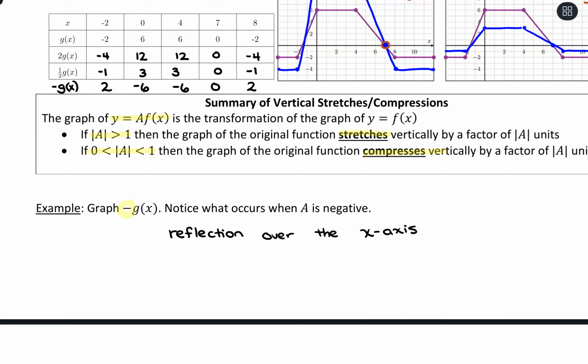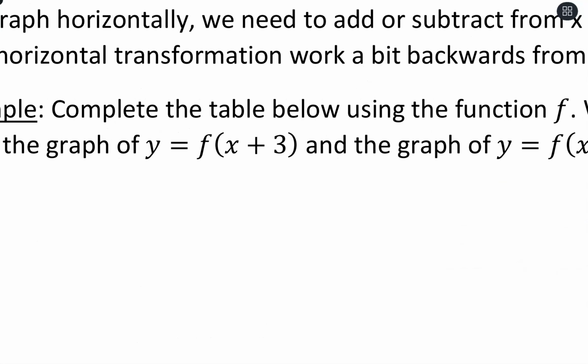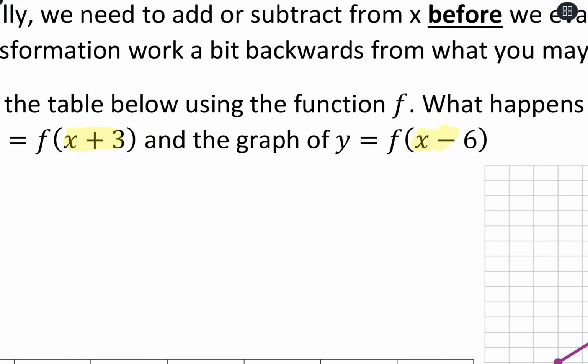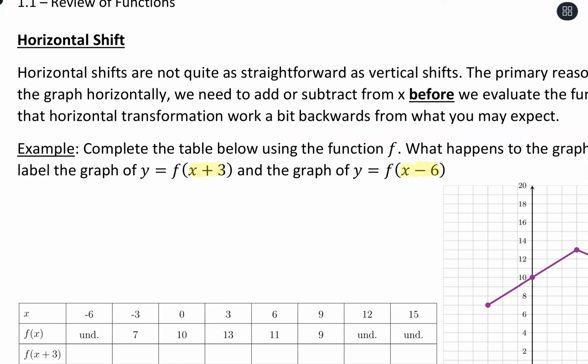Now let's talk about horizontal. The key thing with horizontal is it behaves basically opposite of how we think it's going to. When we move horizontally, so horizontal is along the x-axis, the idea is that we're affecting our x values. That's why it's happening inside our function. So we have f of x plus 3 inside of the parentheses, so it's inside the function that we're adding 3. Or this f of x minus 6 inside those parentheses, so we're taking away 6 from x first before evaluating the function. So it's this action that we're doing before that leads to this opposite effect.